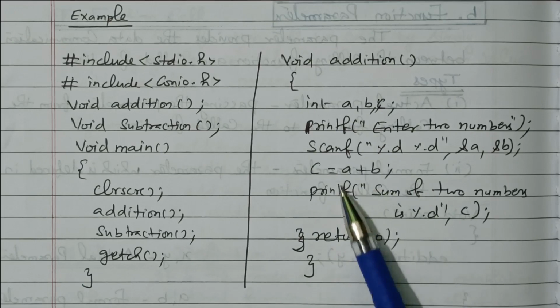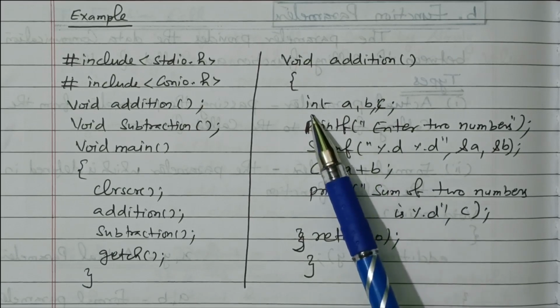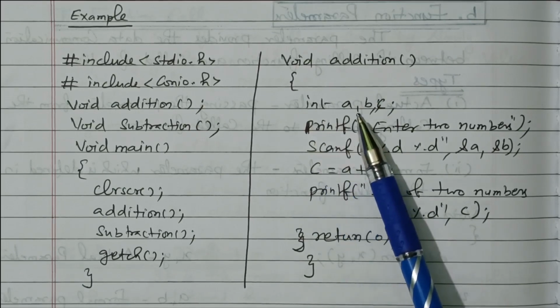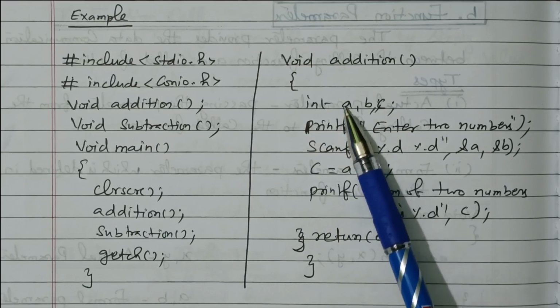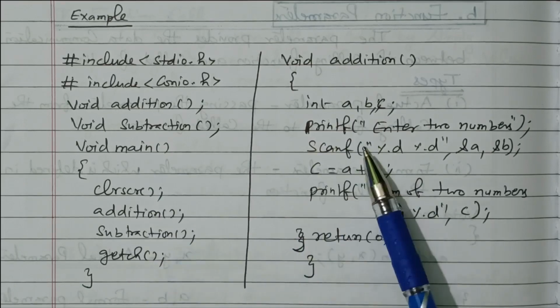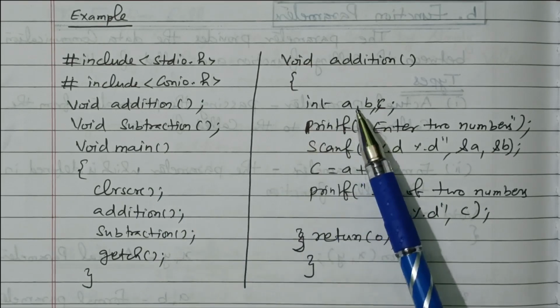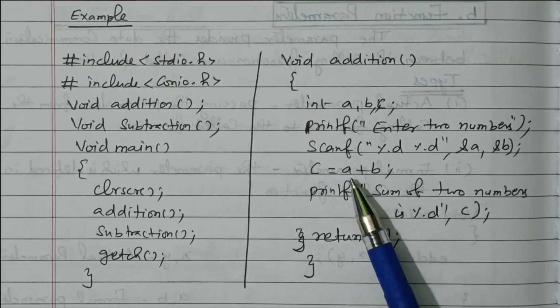So a set of instructions will be there. In the addition, we are going to perform the addition of two numbers. So we declare two variables, integer A, B. This integer A, B is applicable only in this function. It is not applicable in the main program. Outside this function, this A and B are not valid. This A and B are valid only inside the function.